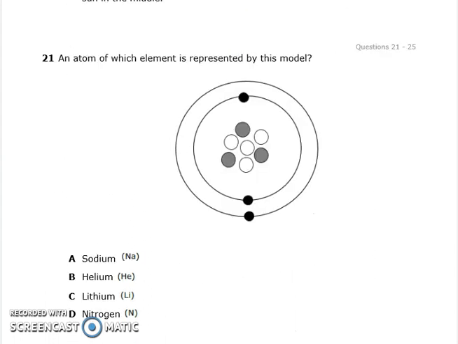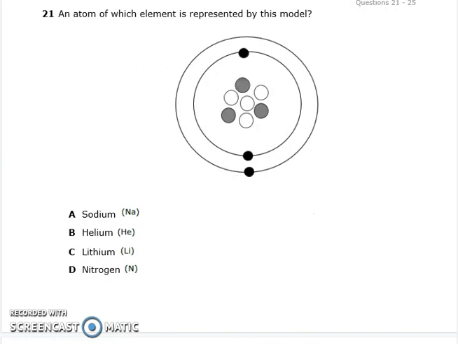Number 21. An atom of which element is represented by this model? A, sodium. B, helium. C, lithium. Or D, nitrogen.